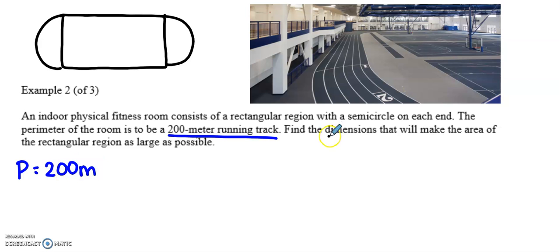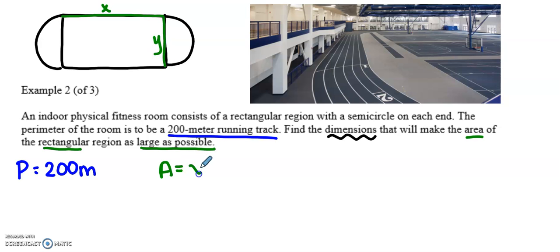Find the dimensions. So we'll be looking for something times something that will make the area of the rectangular region as large as possible. So the area of the rectangular region, let's go ahead and give some labels. Remember, it doesn't matter what letters you choose. You just want to make sure you're consistent in how you label your picture. So I'm going to call this X, and then I'll just call this one Y.